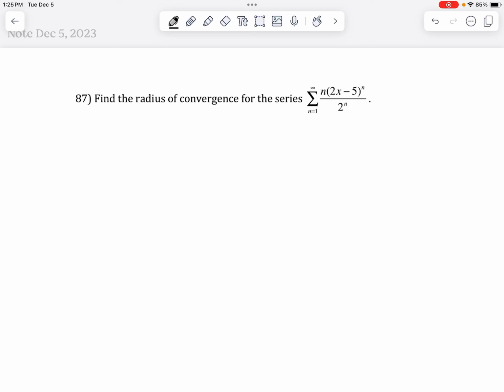So here's another one where it's asking for the radius of convergence. So basically it's saying what are the possible x values that will allow this function to converge. So we could use the ratio test, not ration, ratio test.